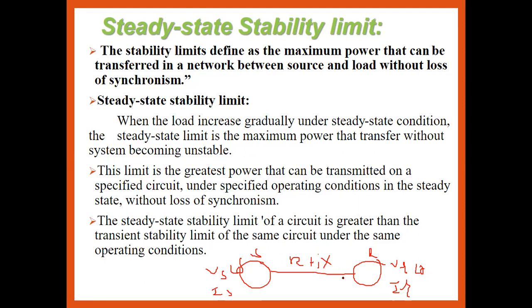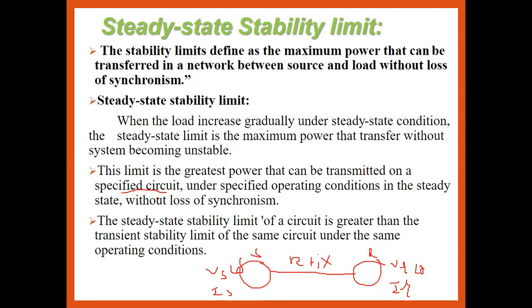Meaning, if the sending end voltage is supposed to be 230 volts and the receiving end voltage is 230 volts, without affecting synchronization, it's the maximum power that can be transferred from the sending end to the receiving end without loss of synchronization. It's the greatest power that can be transmitted to the concerned circuit, that is the specified circuit. Now what can the specified circuit be? It can be a short transmission line, a medium one, or a long transmission line, depending upon their voltage and the transmission length, under the specified operating conditions.